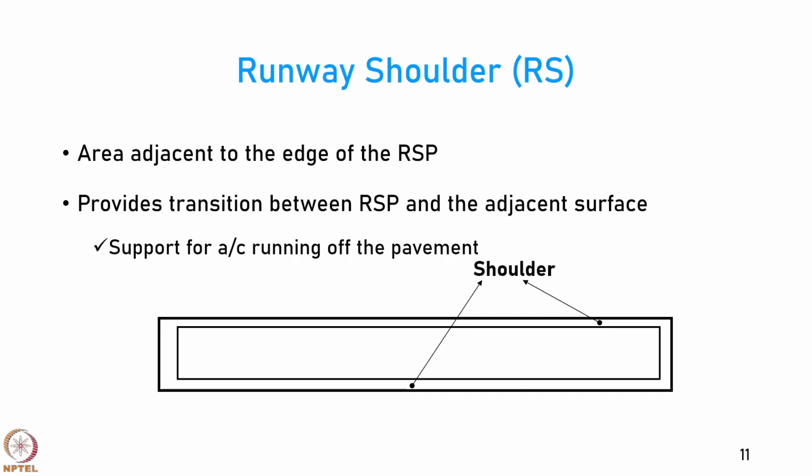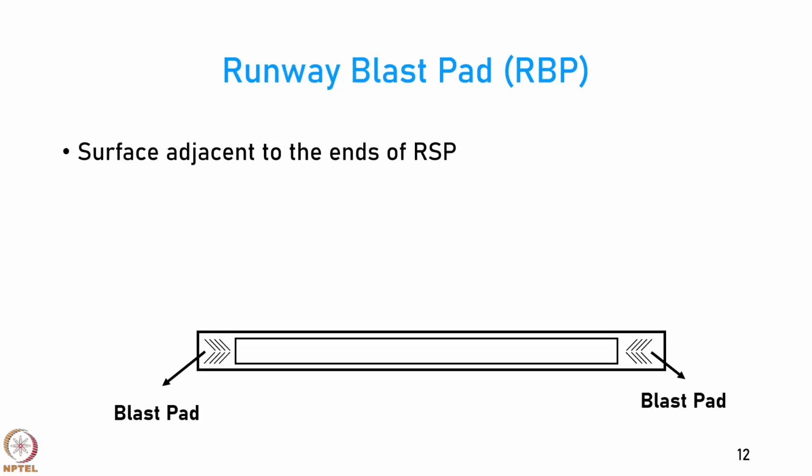There is a tendency of the aircraft to go along the lateral direction of the runway. So, it should be able to support the aircraft, and also this is the area where we provide systems or facilities for drainage of water from the runway, so that it does not accumulate on the runway as far as possible. Then we have the runway blast pad.